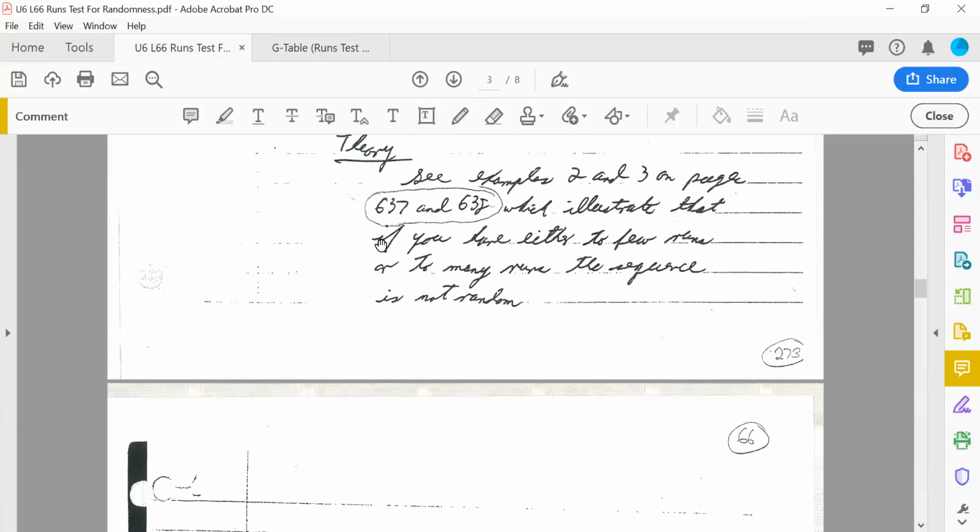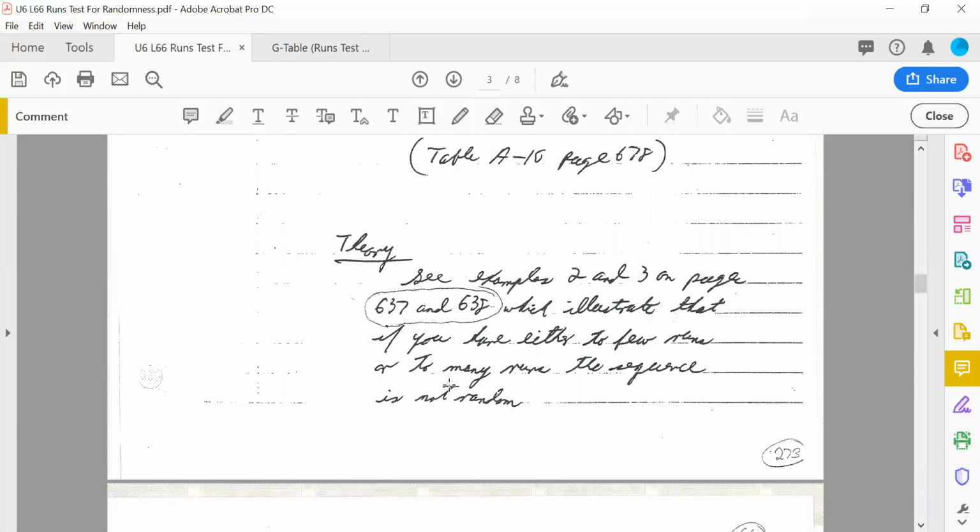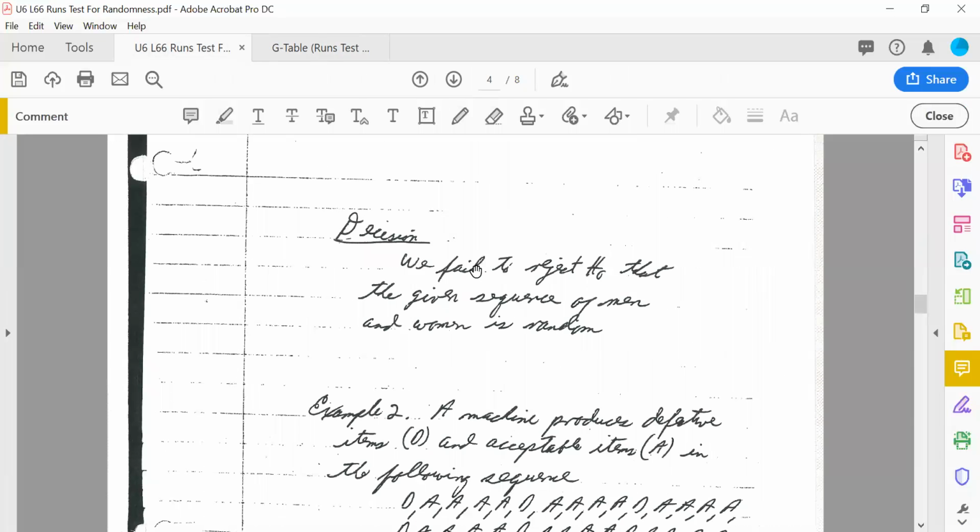We are going to, and I'll do this theory in just a second, we are going to fail to reject H0 that the given sequence of men and women is random. I want you to notice something right here. Even as a layman's term, I did not use the word accept. Well, Piper also didn't use the word accept anywhere in this verbal. We just failed to reject H0 that the sequence is random. Not guilty, Your Honor. There's not enough evidence to prosecute.